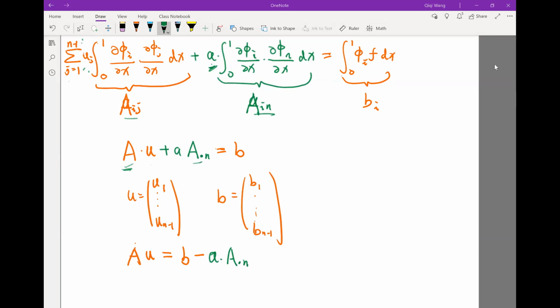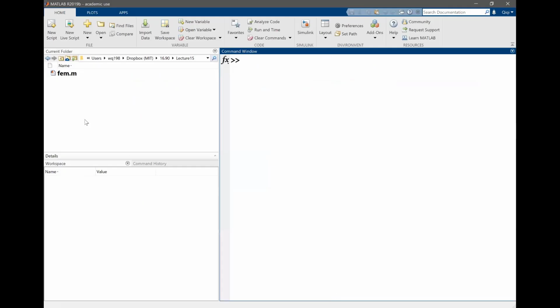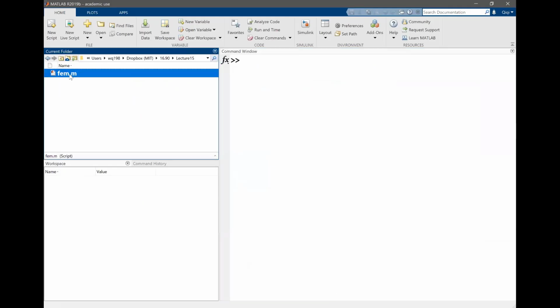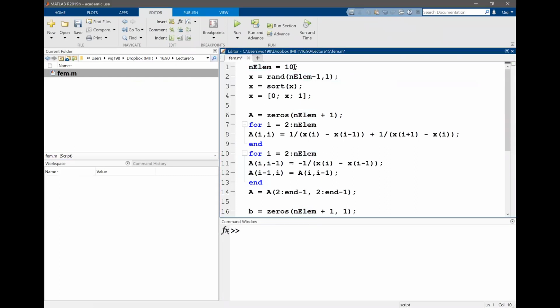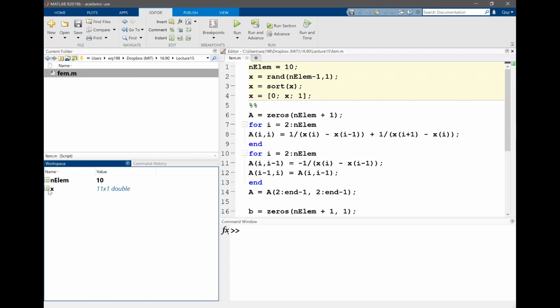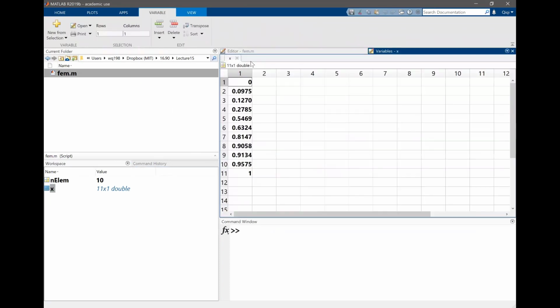All right, so let's go to MATLAB and try to solve it. This is a continuation from what we have written down in the last lecture. Let's go back to 10 elements, so that we can see things more clearly. Again, we are going to make these random elements. Let's put a separation here, and run this part beforehand. So we get a bunch of x. We get an x that is pretty random, you can see they are not uniformly spaced.